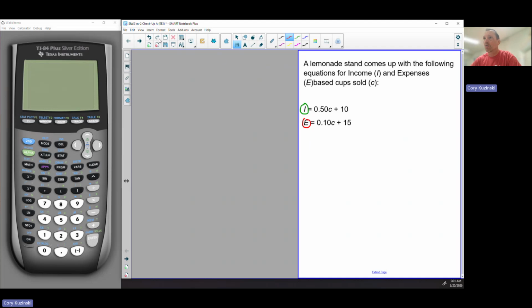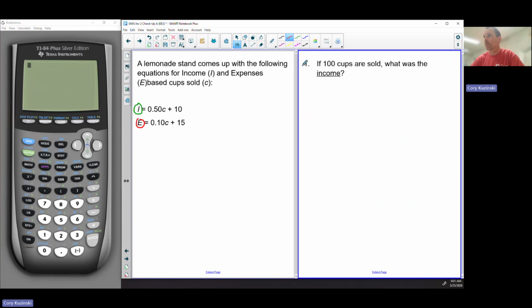Okay. So we're running this lemonade stand. Seems simple enough. If 100 cups are sold, what was the income? Well, I'm going to use the income equation here. Income is based on cups, cups sold C. So the income is 50 cents per cup, and we know that we sold 100 cups.